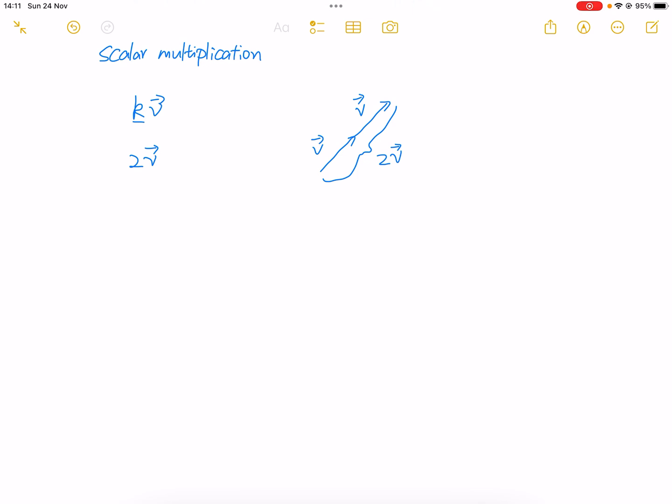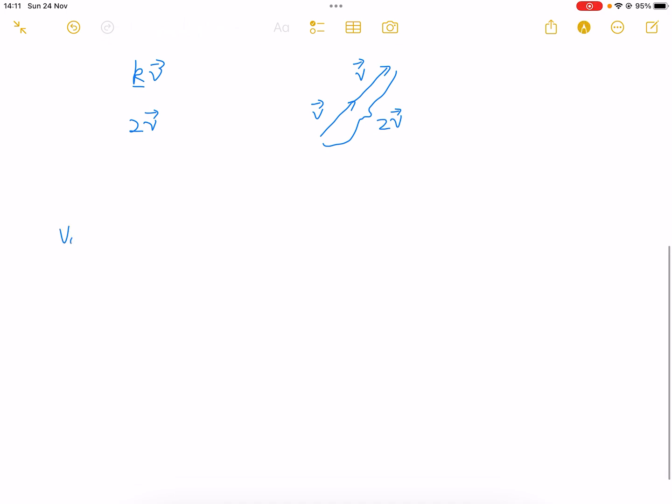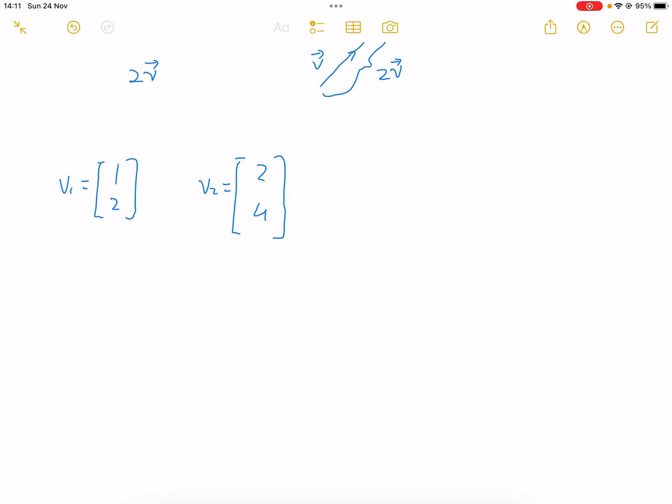Now let's jump into a problem. We have two vectors, v1 equals (1, 2) and v2 equals (2, 4). We want to check if these vectors are linearly independent, and if not, we will find a basis for the space spanned by these vectors. Lastly, we will determine the dimension of that space.